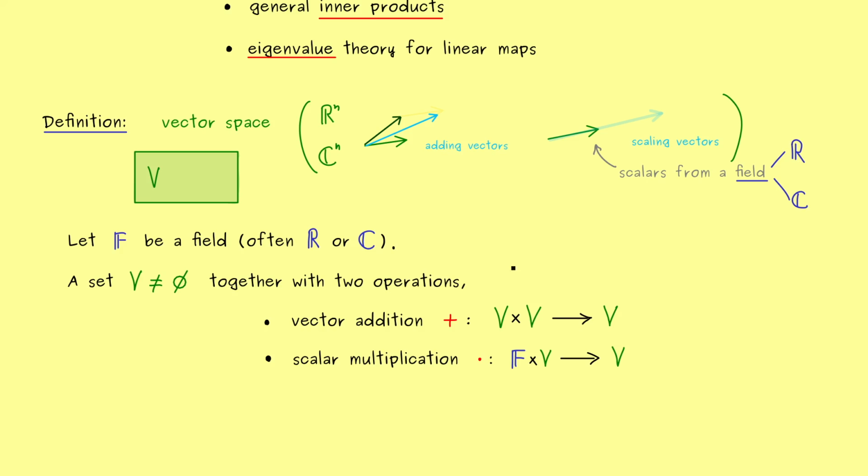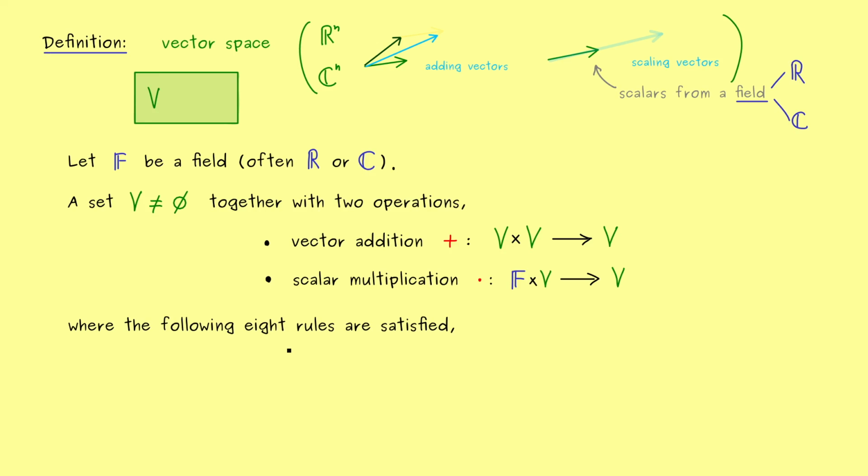Now you should see, we immediately know examples for these operations when you look at Rn or Cn. However, from these examples we know that the two operations also fulfill some rules. Indeed, if we put them together, we see we need exactly 8 rules. In other words, if these rules are satisfied, we can call V a vector space. More precisely, we will call it an F vector space. So here, please don't forget, the corresponding field for the scalars is included in the definition.